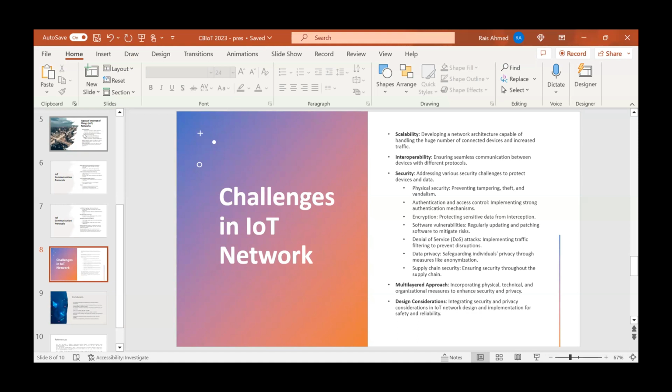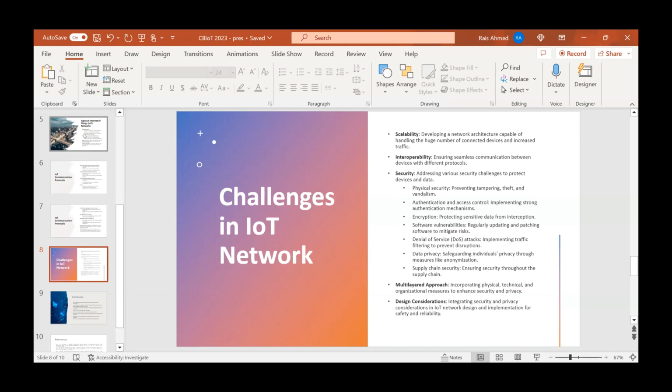Data privacy is also raised because, for example, in the health sector with IoT devices, safeguarding the data is another major part, so that our personal data does not go away to others. Supply chain security is another, ensuring security through the different supply chains. A multi-layer approach is good, incorporating physical, technical, and organizational measures to ensure security and privacy.